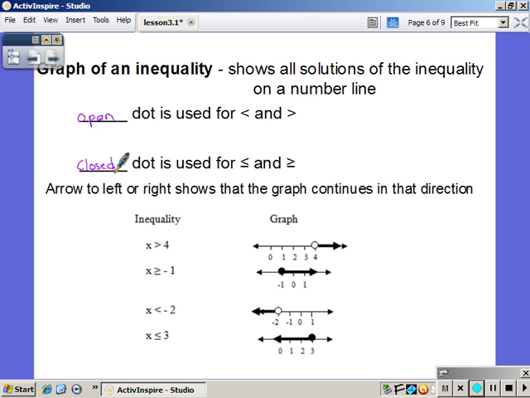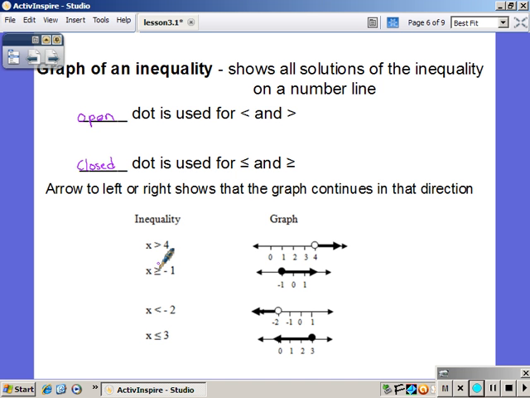We do shade to show that all the values to that side, either left or right, are solutions. So we have x is greater than 4, no "or equal to," so an open dot. Greater than means numbers bigger than 4, shading to the right. Greater than or equal to 1, I now have a solid dot. Numbers greater than, again, go to the right.